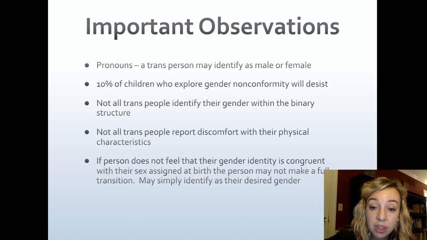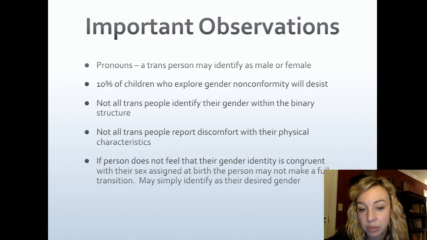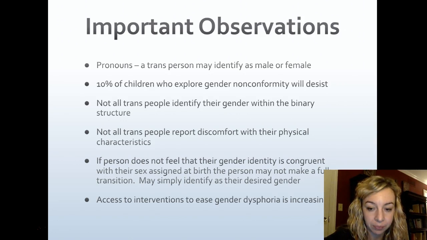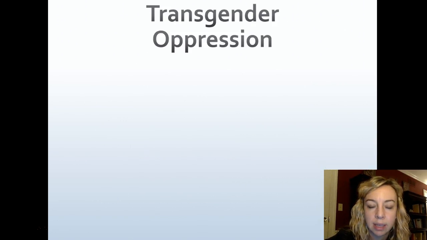If a person does not feel that their gender identity is congruent with their sex assigned at birth, then that person may make a transition, but may only make a partial transition, or may make no physical transition, but may simply want to be identified as their desired gender. So it may be a pronoun or a name change, but not any kind of physical change. And some people do want physical changes. Access to interventions to ease gender dysphoria is increasing. Both physical and mental services for folks who are transgender are increasing, but can still be very difficult for people to access.